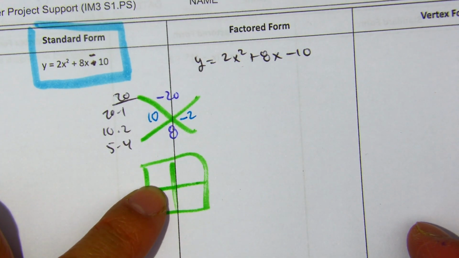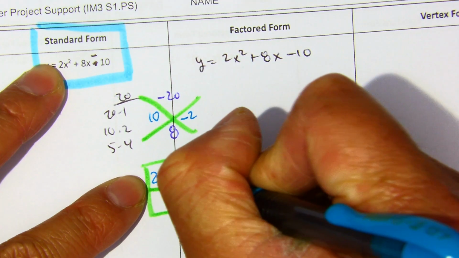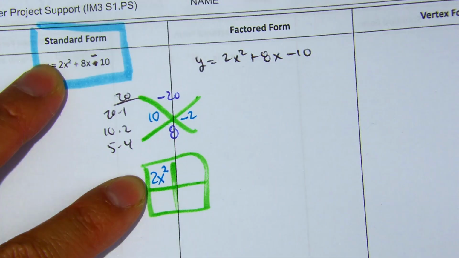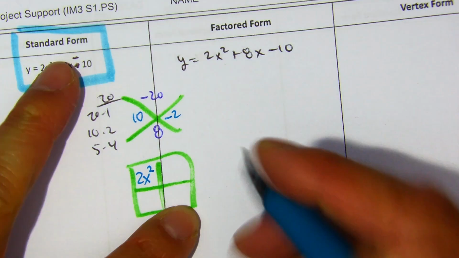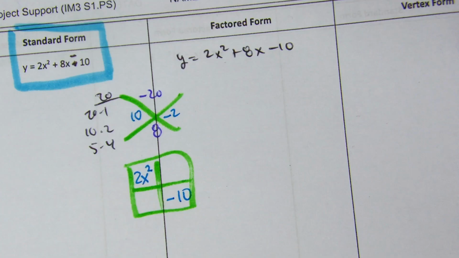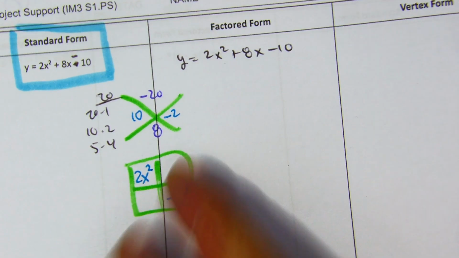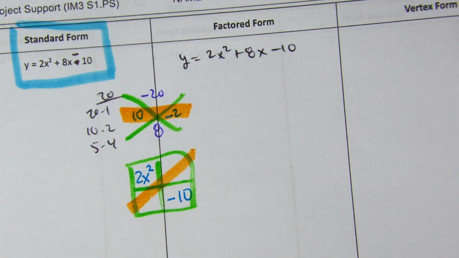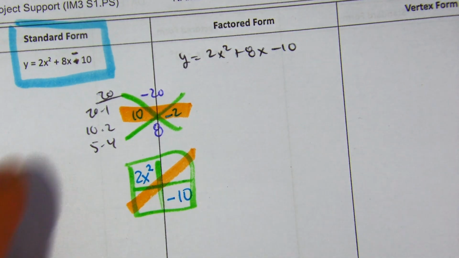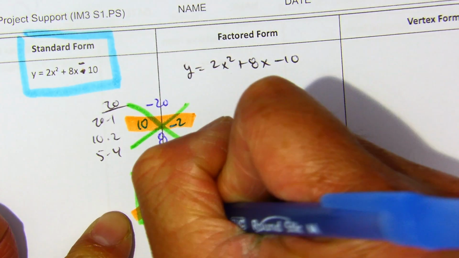Class, what always goes in the top left? Which is how much? 2x squared. Class, what always goes in the bottom right? That's going to be how much? Negative 10. Class, what goes there? These two. They're splitting the middle term, 8x. So it would be 10x and negative 2x.